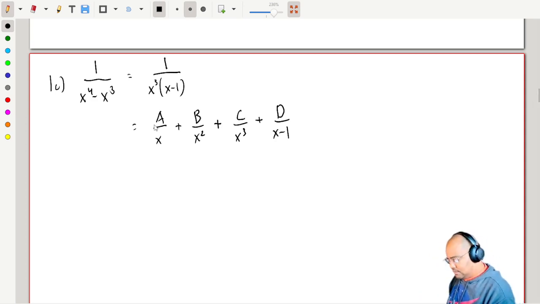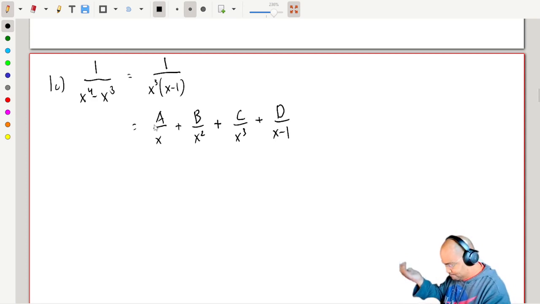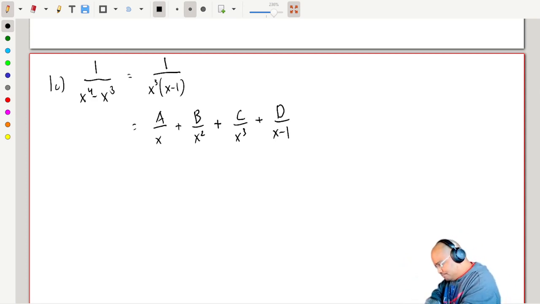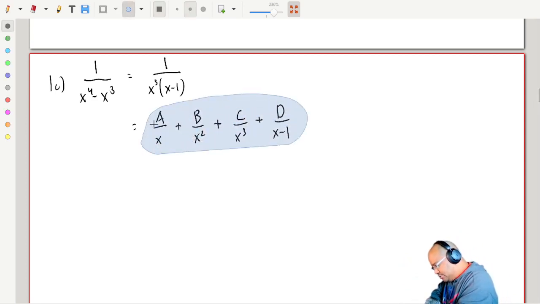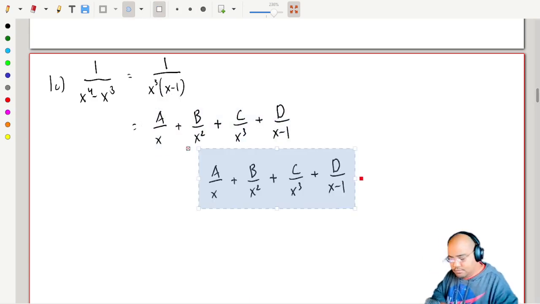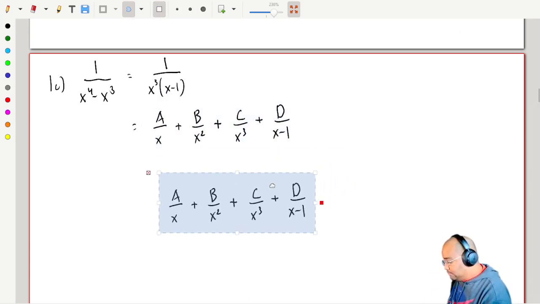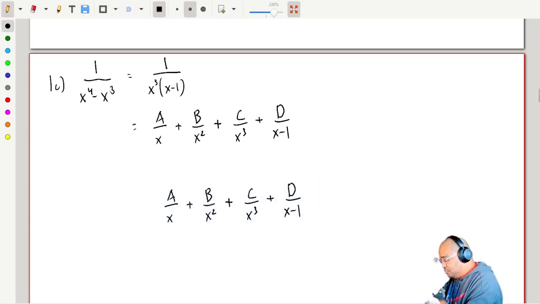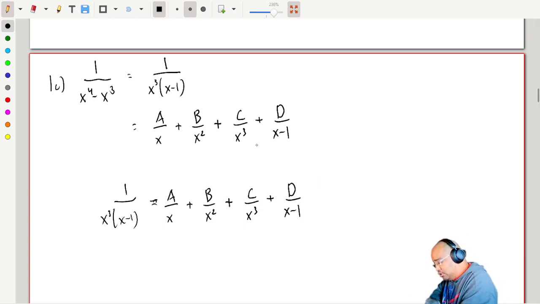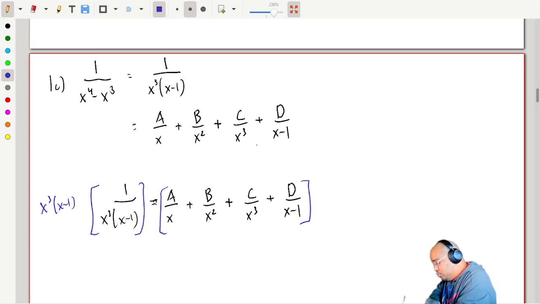So now how do we set this up? Usual game. Let's go ahead and lasso this one here. And I'll write out the step that we need to do, which is, of course, multiply both sides by the common denominator. I won't write down the distributive part; I encourage you to do that on your own here. We'll multiply both sides by x cubed times x minus 1.